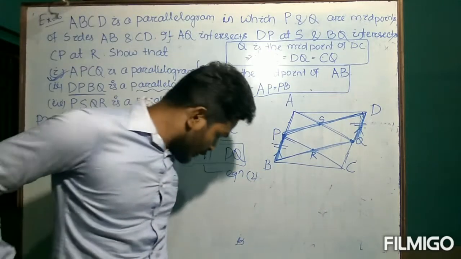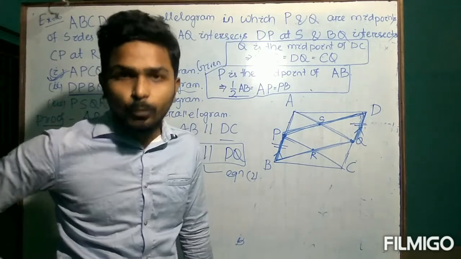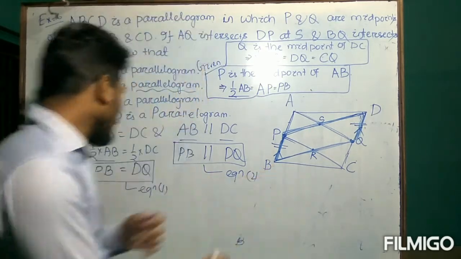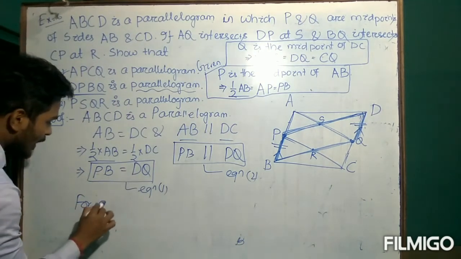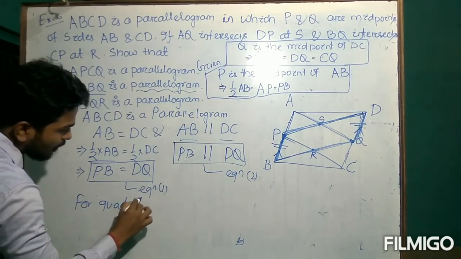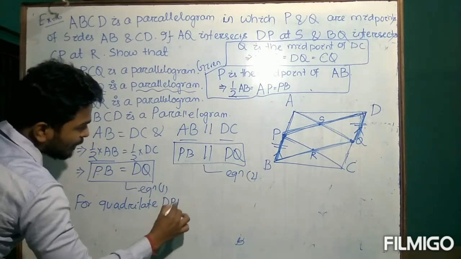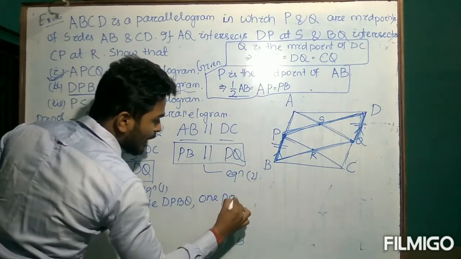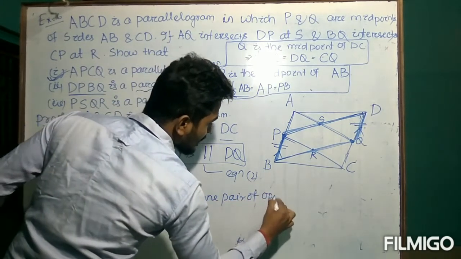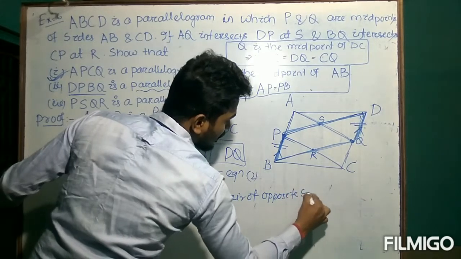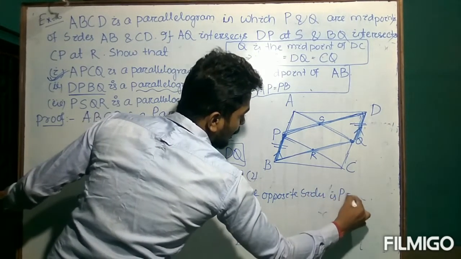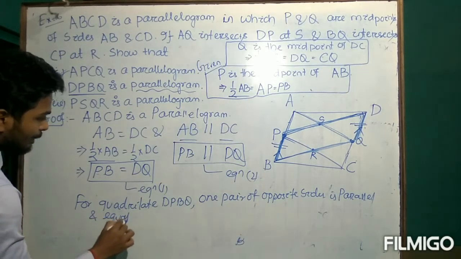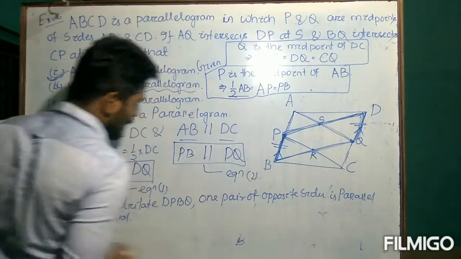Now according to theorem 8.8, we know if in a quadrilateral one pair of opposite sides are equal and parallel, then it is nothing but a parallelogram. So simply we can write for quadrilateral DPBQ, one pair of opposite sides is parallel and equal. It means this quadrilateral is a parallelogram.